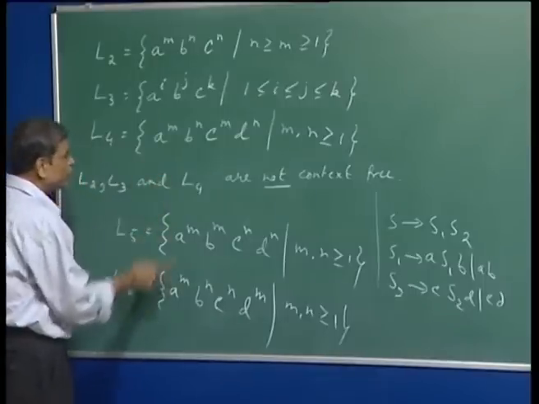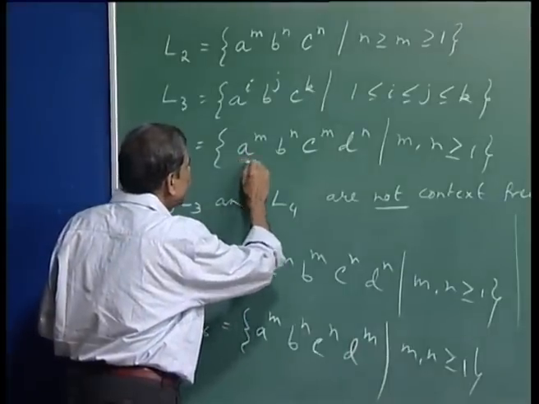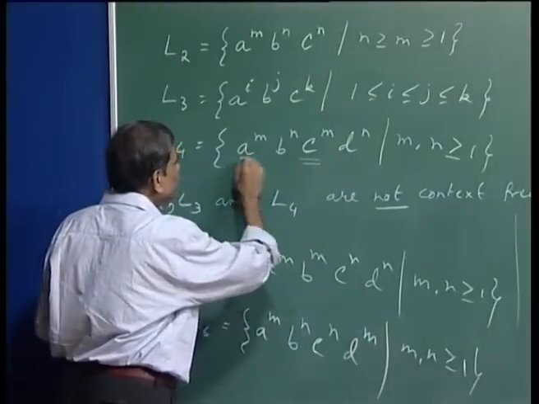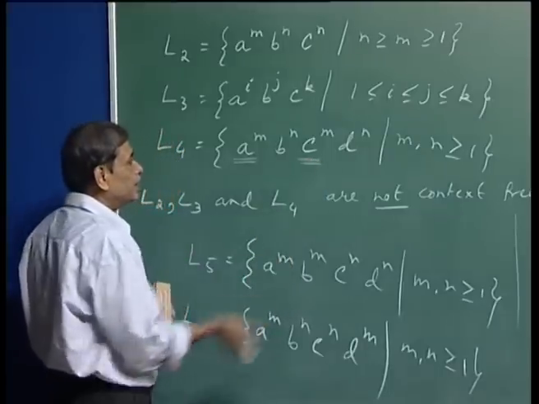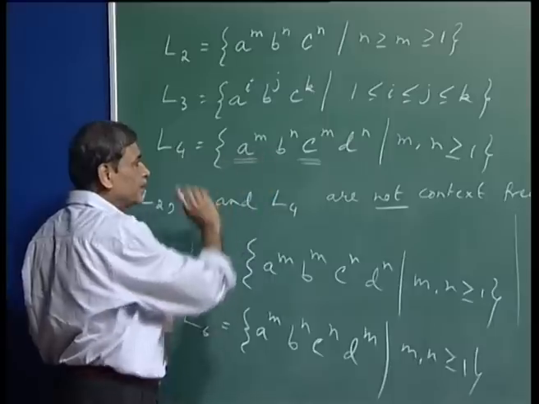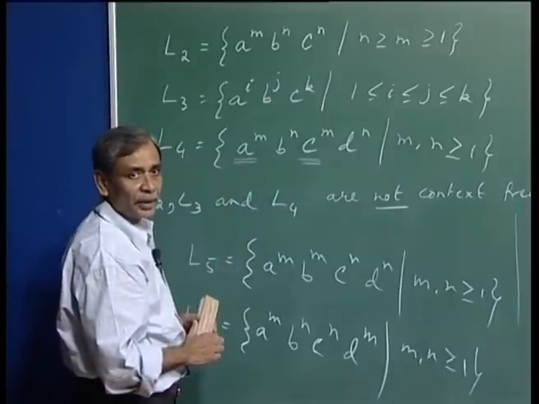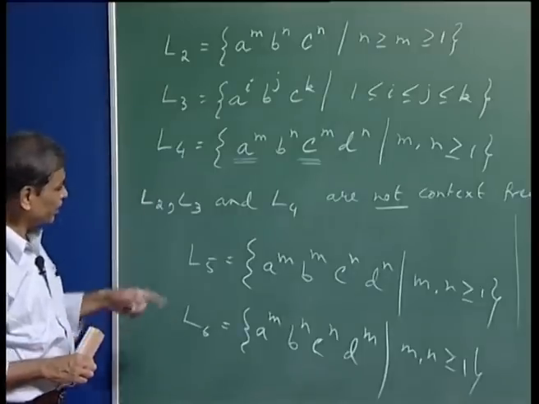So, what is the difference between this and this? As you handle this, the number of A's here is equal to the number of C's, and there I am getting some B's inside. And you see, that is where the problem will happen. You will be able to appreciate this a little more.